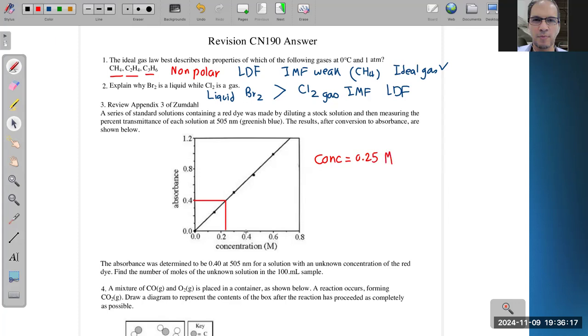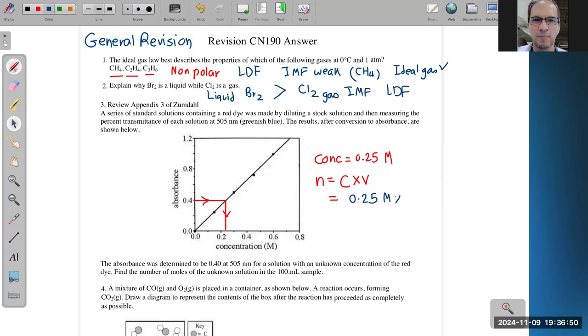Where did you find it from? Only from the graph. So absorbance is here, the concentration is here, and the concentration is equal to 0.25. He's not asking for the concentration, he is asking for the number of moles. So simply the number of moles is equal to the concentration multiplied by the volume, and the concentration we have found as 0.25. This is general revision for the people who are coming late.